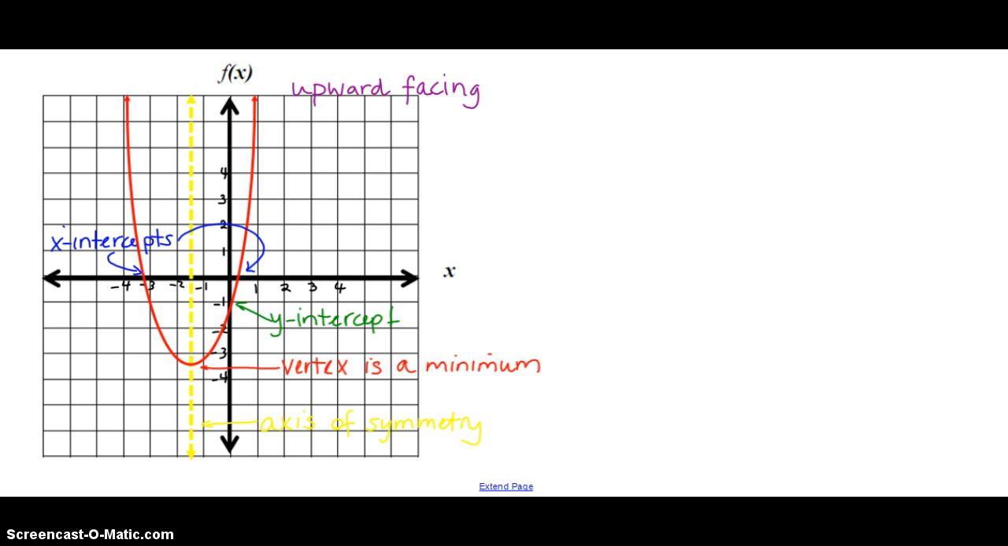We definitely have an upward facing parabola. We can see the x-intercepts where it crosses the x-axis and the y-intercept where it crosses the y-axis. We've got our axis of symmetry, a line labeled and shown as a dashed line. Remember, always vertical. And we see that our vertex in this case is a minimum because we have that upward facing parabola. On the next page of notes, we're going to find out how we can predict whether the parabola is going to be upward facing or downward facing.